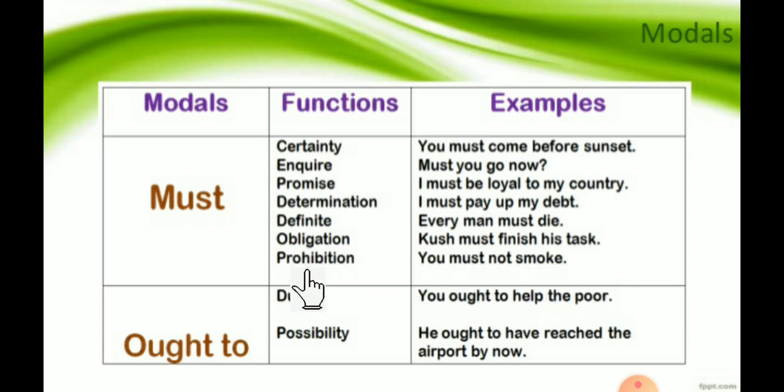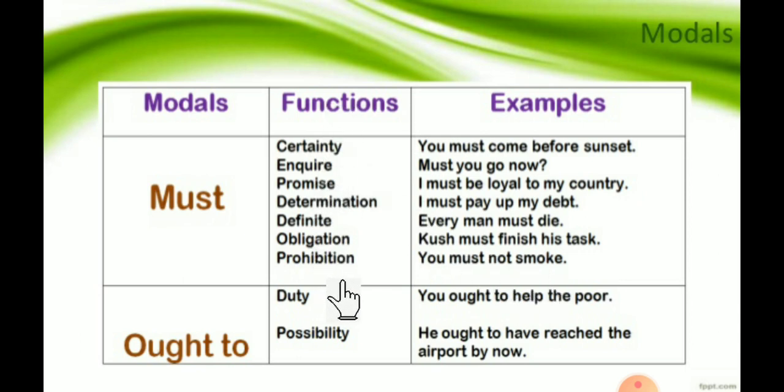Next one, prohibition. Prohibition means you can't do such things. You have to avoid such a thing. So you must not smoke. This is very dangerous to health. You must not smoke. Got it? So we are using must for such things.